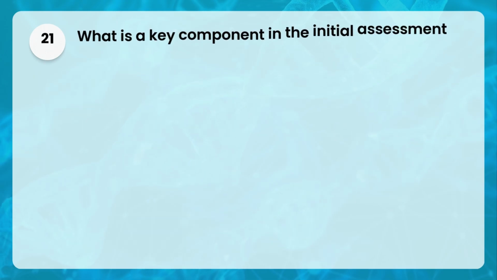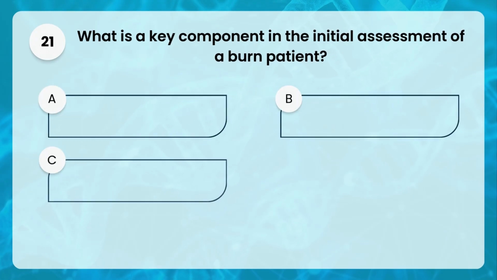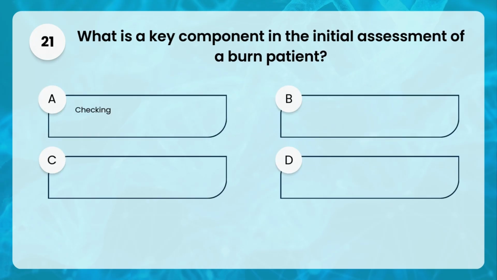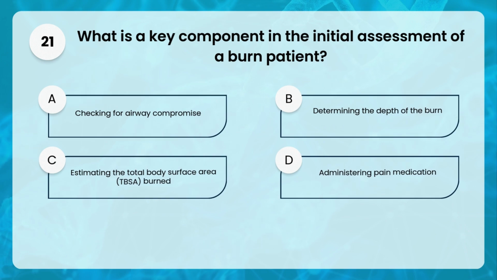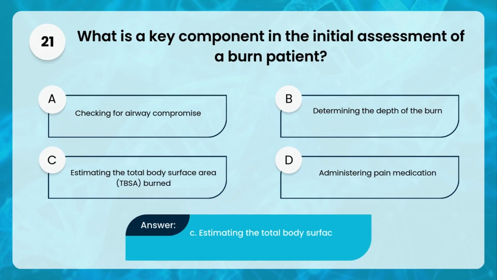Number 21. What is a key component in the initial assessment of a burn patient? A. Check for airway compromise. B. Determine the depth of the burn. C. Estimating the total body surface area, TBSA, burned. Or D. Administering pain medication. The answer is C. Estimating the total body surface area, TBSA, burned.